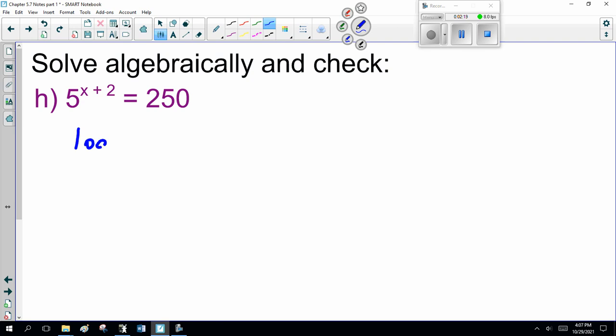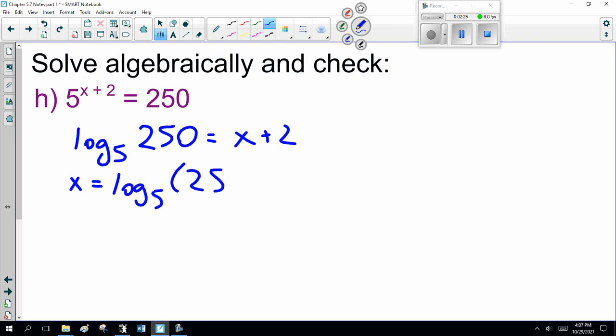This will be log base 5 of 250 equals x plus 2, or x equals log base 5 of 250 minus 2. That's the exact answer. Now you can grab Mr. Calculator, plug the numbers in, and you'll get a decimal approximation. I don't care. Actually, I do care, because you can graph this function and the two functions here, and find the intersection point, and it'll be the same x value as here. And that's how you check your work.